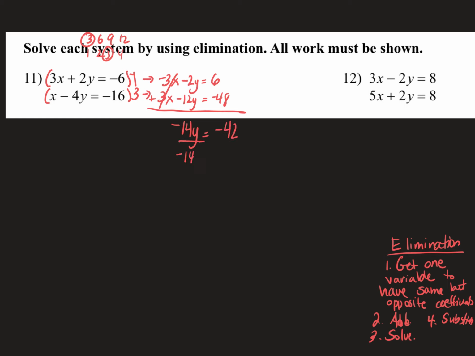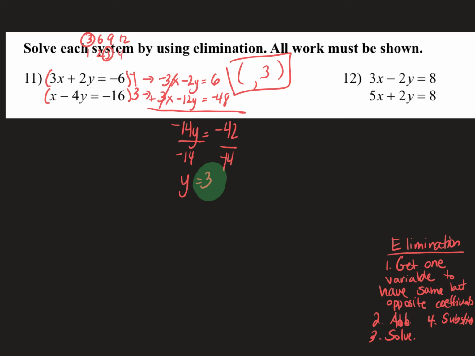And then you solve. That's what step 3 is. Divide both sides by negative 14. So y is going to equal positive 3. So that's elimination. So you solve, and now for elimination you have to substitute. I have to take that value of 3 and put it somewhere in one of those equations.